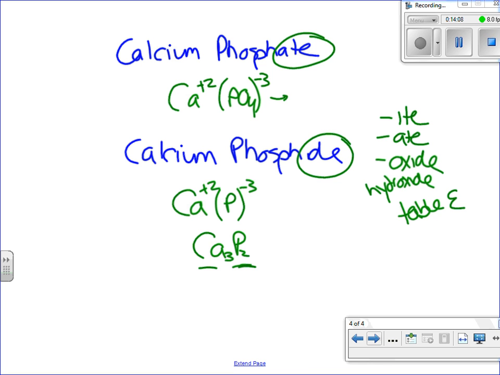Flip-flop this, it becomes Ca3(PO4)2, and that's calcium phosphate. So please, please, please pay attention to that. Even with polyatomic ions, if you can reduce them, you do. This is a 3-to-2 ratio, which I can't reduce, but if it was 4-to-2, for example, if it was Ca4(PO4)2, I could reduce that down.